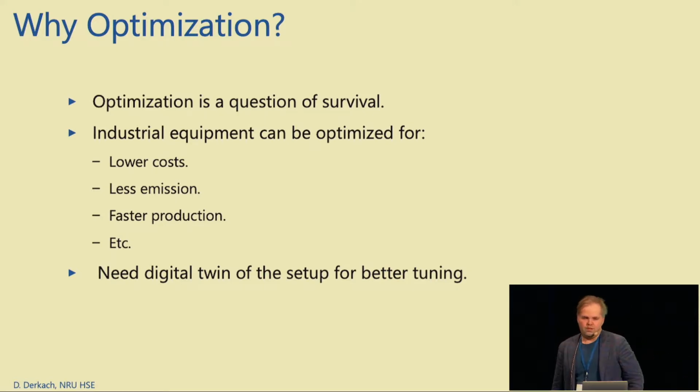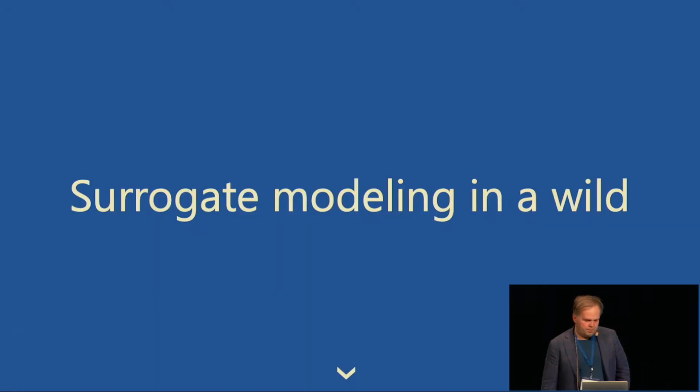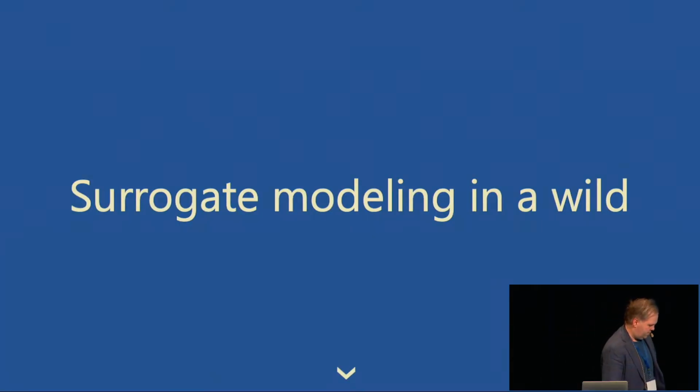By lowering the cost, I mean lowering the financial costs, or for example, having less emissions, or making a faster production, more samples in one term or something like this. And we probably need some kind of digital twin of the setup for a better tuning. So when we speak about having some kind of digital twin of what we want to tune or what we want to describe, we normally come back to surrogate modeling.